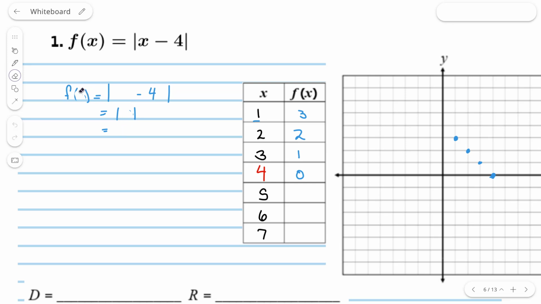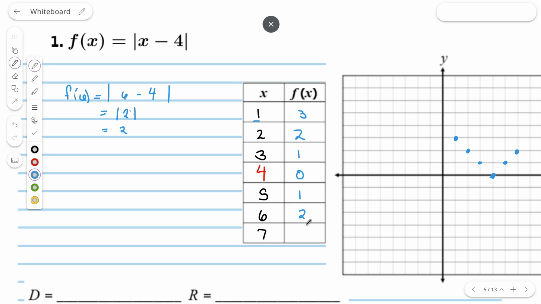So far, we've been steadily going down each time by 1. At 5 minus 4, we end up with 1. The absolute value of 1 is 1. So we're no longer going down, but we've now started going up. Each time we went down by 1, so each time we go up, we're going to go up by 1. So when we plug in a 6, we should see that it's going to become 2. And so it's at 2.